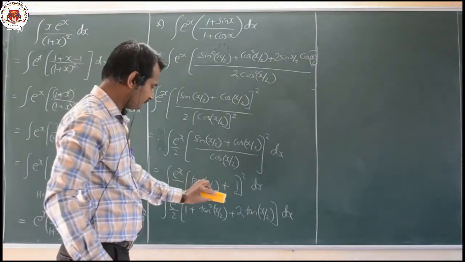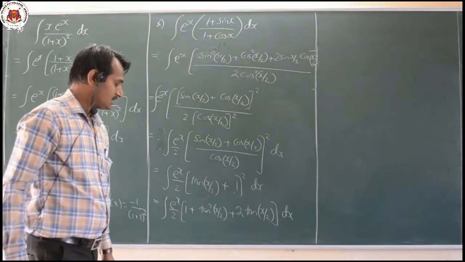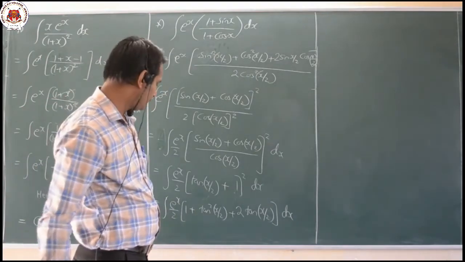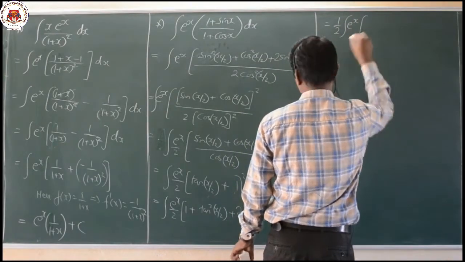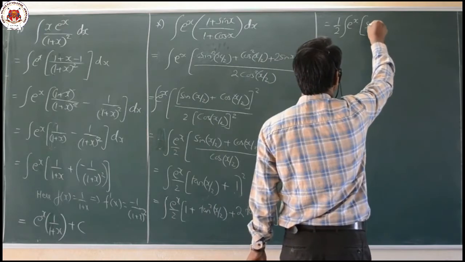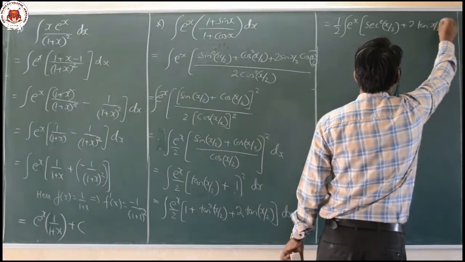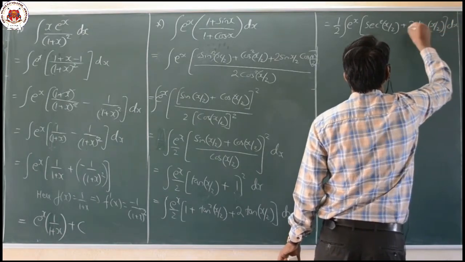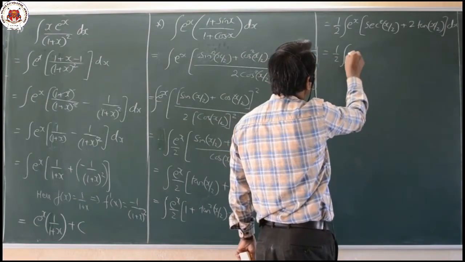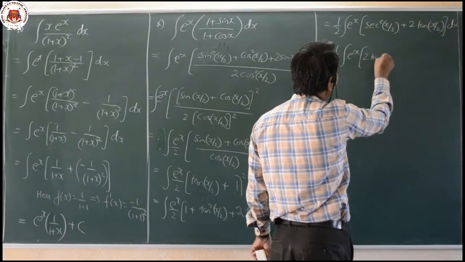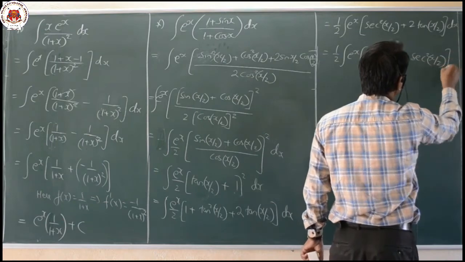Now here, what is the value of 1 plus tan square? That is nothing but secant square, which I will write down. So it is equal to 1 by 2 integration of e raised to x, 1 plus tan square means secant square, that is secant square x by 2 plus 2 tan x by 2 dx. Now this is the first part. The next will be 1 by 2 e raised to x, 2 tan x by 2 plus secant square x by 2 into dx.